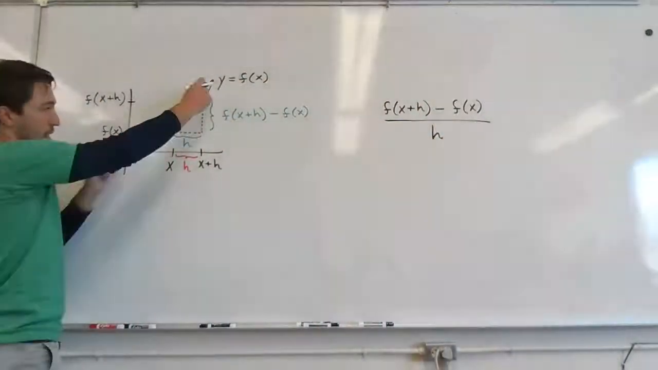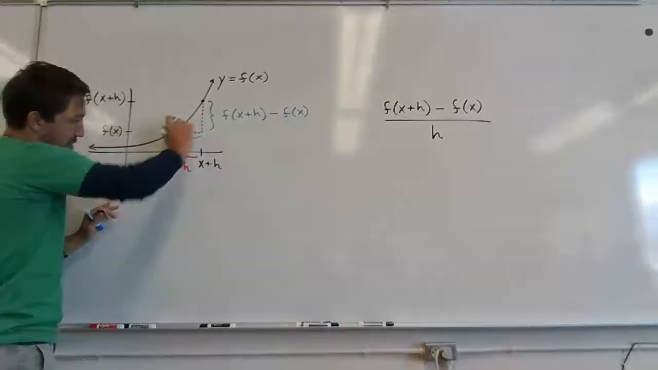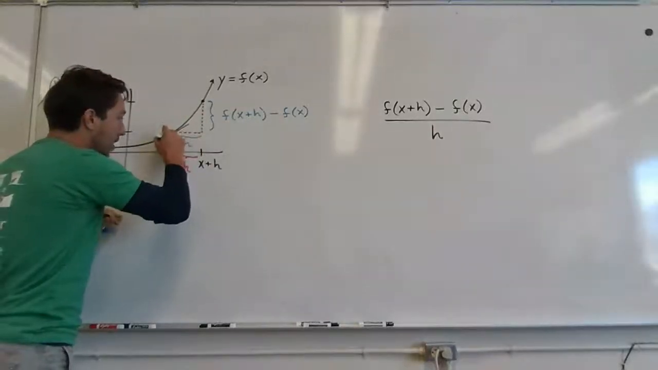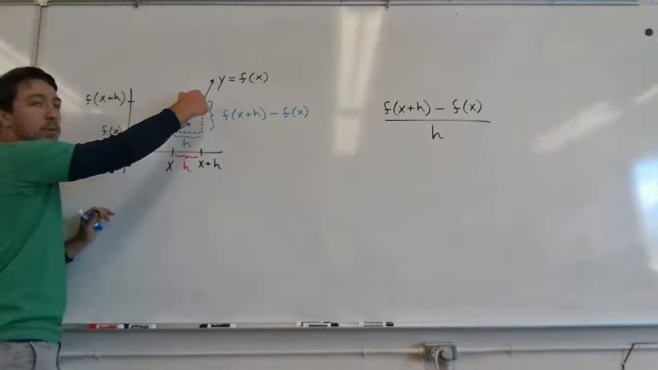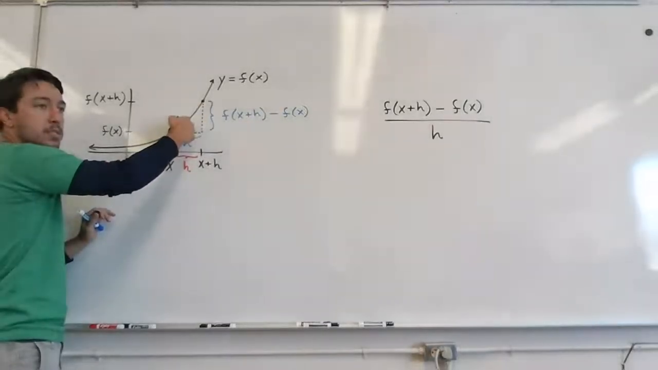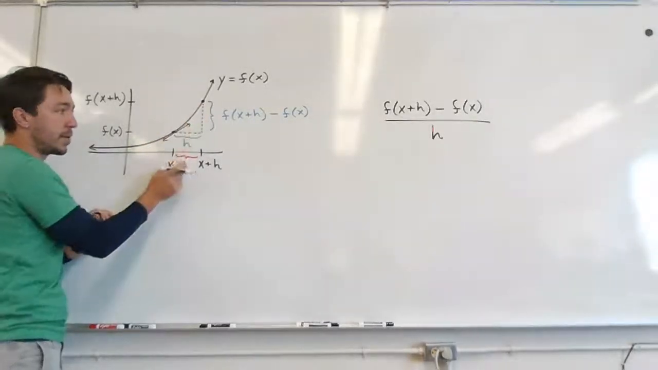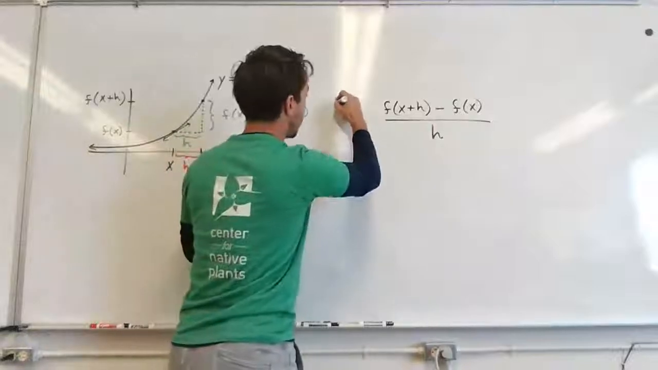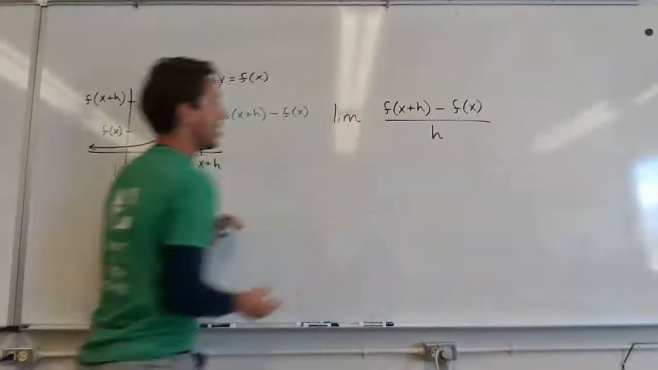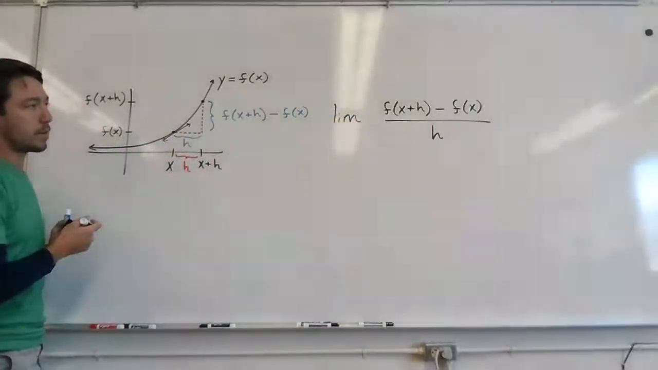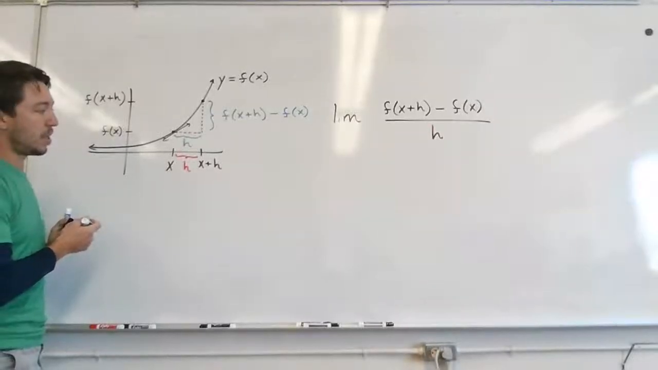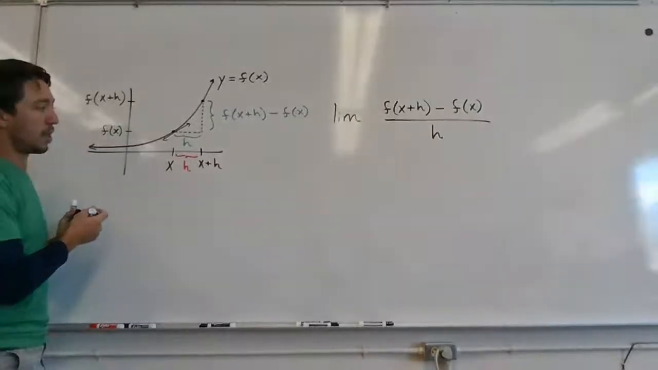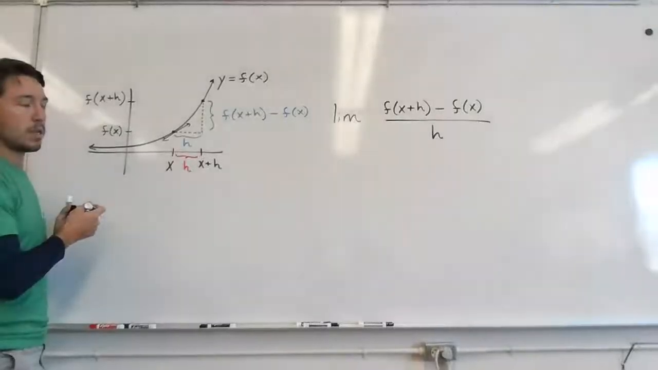But I don't want the average rate of change. I want the tangent line at this point. I want to find this slope here. So I need to push this point down towards this point as close as I can. So what I'm going to do is take the limit. Take a guess. The limit as what approaches what? x plus h approaches x. For f of x.